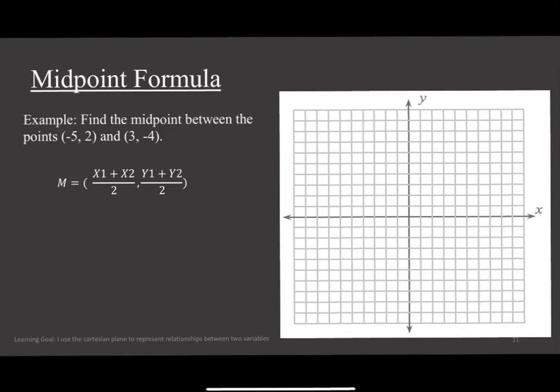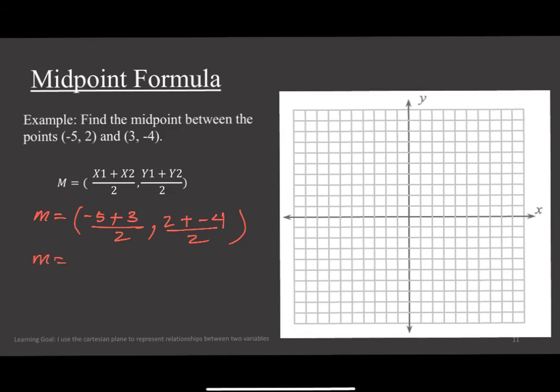Now, if it helps you, definitely label the points just like we did with our distance formula before you get started here. But if you feel comfortable enough, you don't have to do that every time. So our midpoint is going to be x1 plus x2, so negative 5 plus 3 divided by 2. And our y coordinate is going to be determined by y1 plus y2, so 2 plus negative 4 divided by 2.